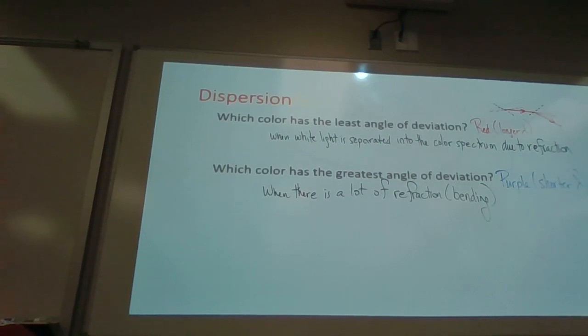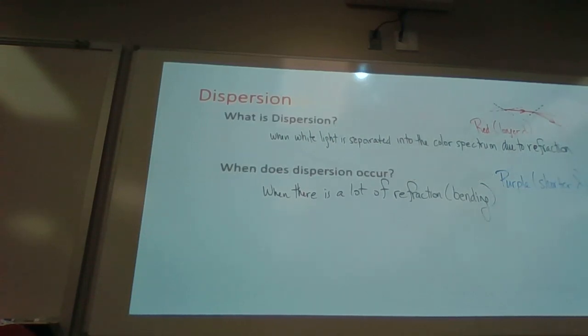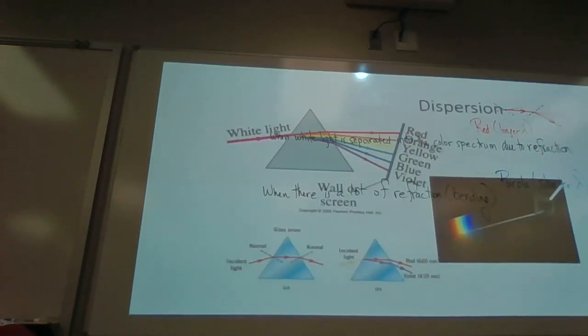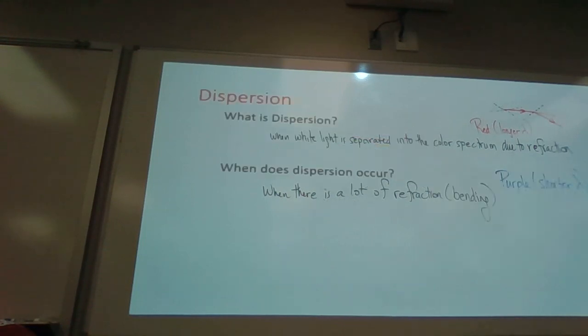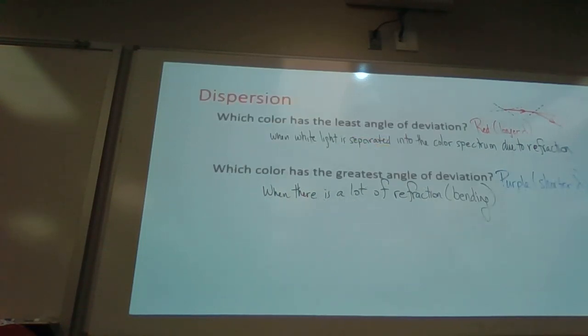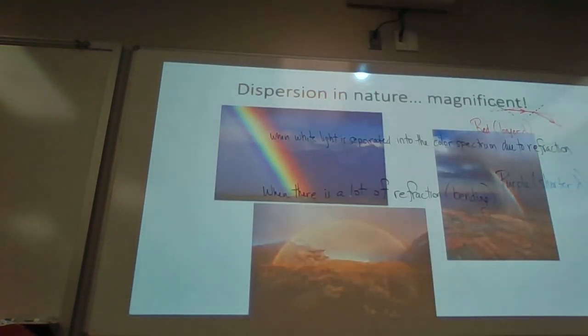Yep. So here, different wavelengths are affected differently. So the longer the wavelength, the less it's refracted. The shorter the wavelength, the more it's refracted, the more it's bent. Okay. So where do we see this? Obviously rainbows.